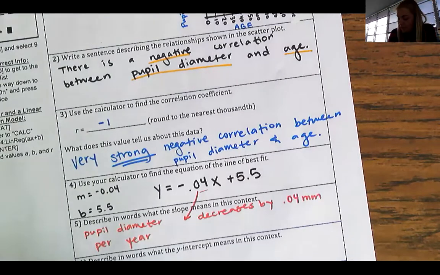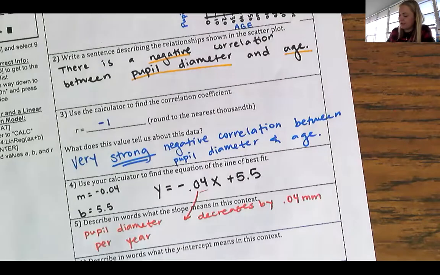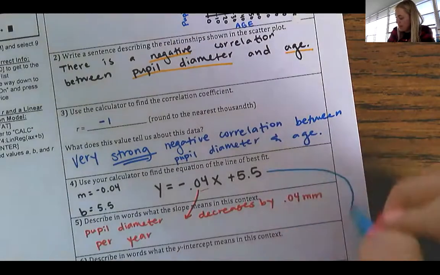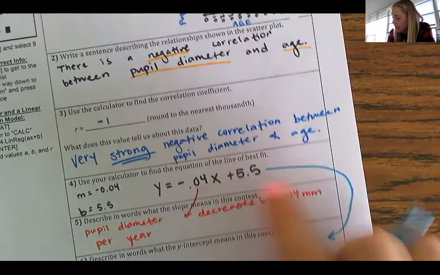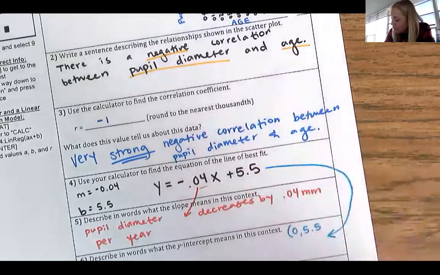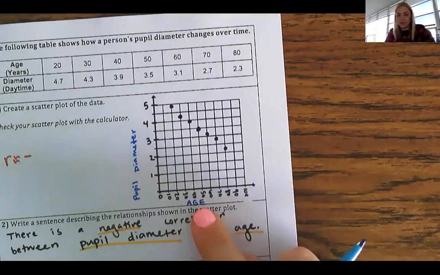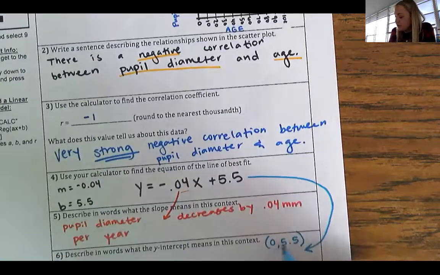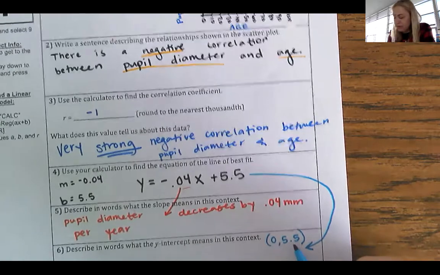Okay, so then it says, describe in words what the y-intercept means. So our y-intercept was 5.5. Let's use that, and we are going to write our ordered pair. So 5.5, it's really (0, 5.5). So what would that be as an ordered pair? Well, our x-axis was age, our y-axis was pupil diameter. So if this is the age, it would be 0 years old, and that would be the pupil diameter.